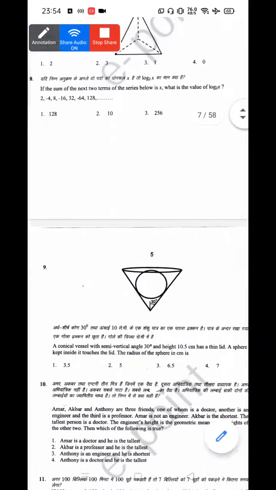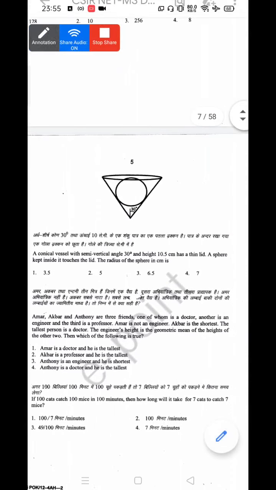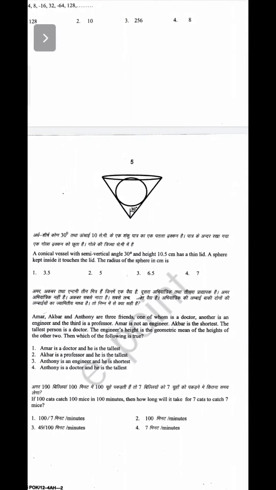Let us go to the next one. Fast, what is the time? 55, man. What are you doing?